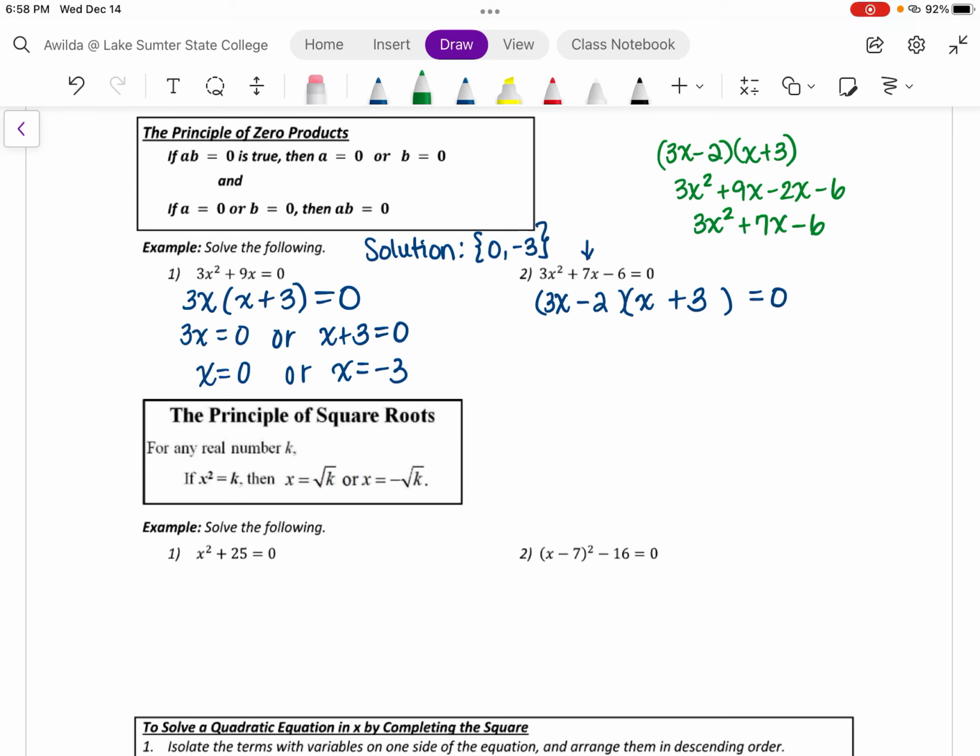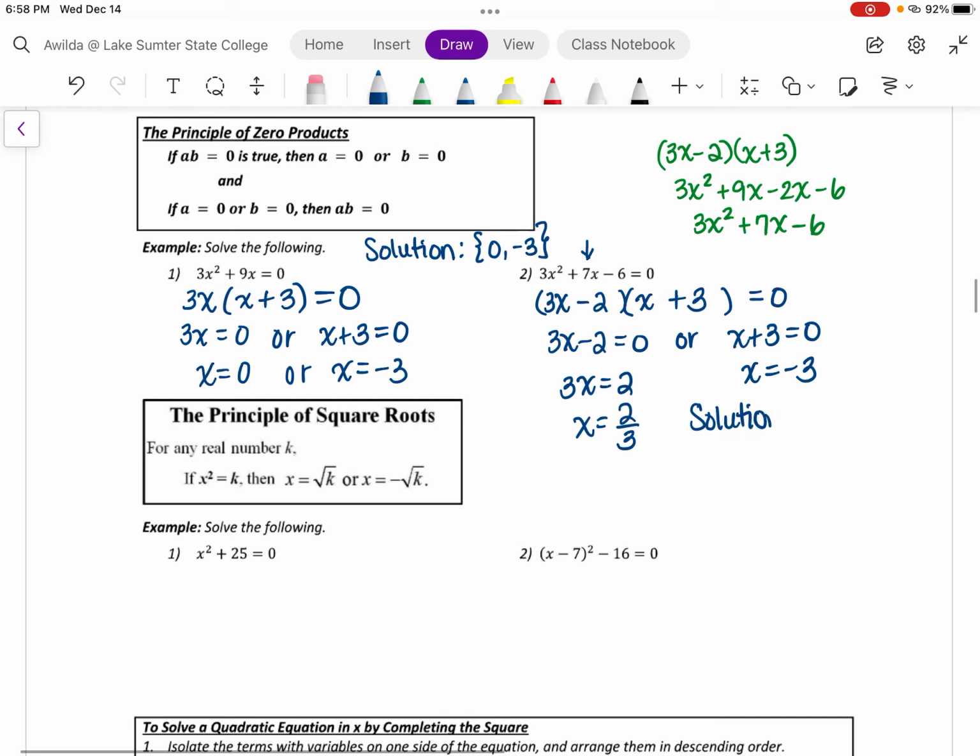trinomial. Now that we have confirmed that we have factored properly, we are going to apply the zero product rule and state that either 3x minus 2 must equal 0 or that x plus 3 must equal 0. Solving the first equation gives us that 3x is equal to 2, or that x is equal to 2/3. Solving the second equation gives us that x is equal to negative 3. So we have two solutions to this quadratic equation, and again, we can write the solutions in any order if we are using the set format.